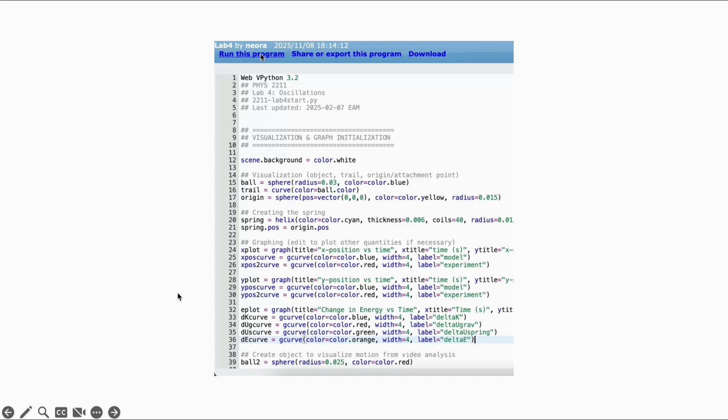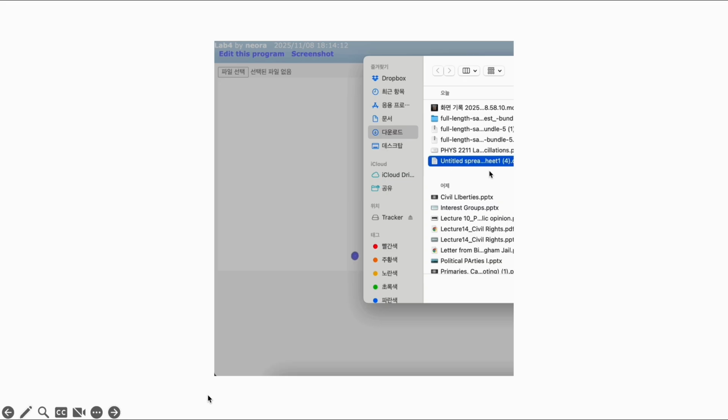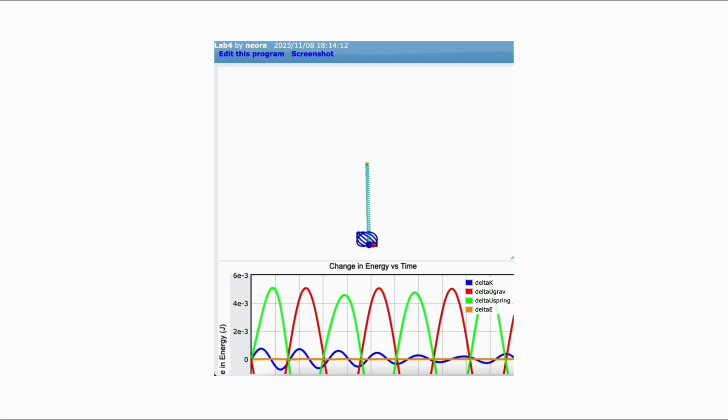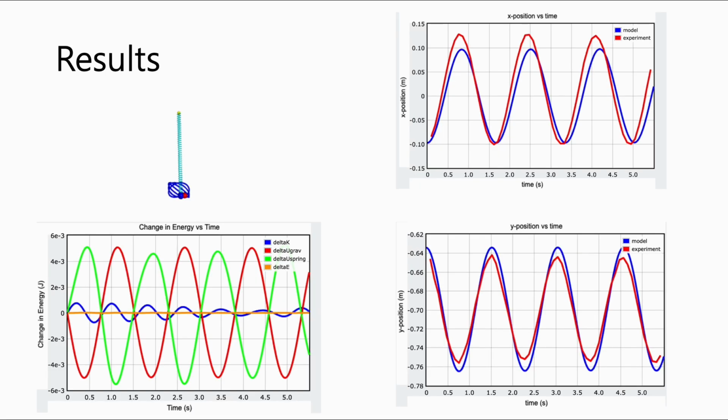Here is the result of the computational model. And here are the results. As you can see, the experiment was successfully modeled in the computational model, and as you can see in the bottom left corner image, the total energy of the system is constant.